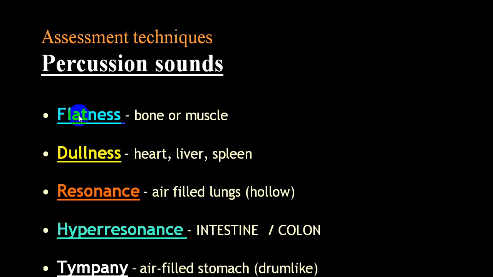Usually we call it a flat note or an impaired note when you percuss on the bone or muscles. You get a dull note when you percuss on the heart, liver, spleen, which we call solid structures. And when you percuss in an area containing fluid in a large quantity, you will get stony dull. As far as resonance is concerned, any structure which is containing air, a classical example being the lungs, you will get a resonant note.